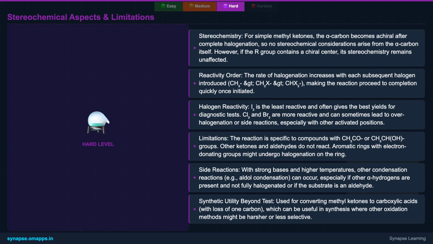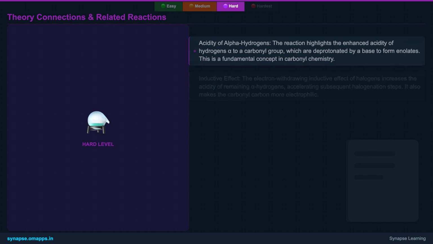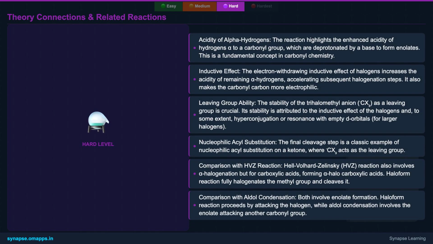The haloform reaction beautifully illustrates several fundamental chemical theories. Firstly, it highlights the enhanced acidity of hydrogens alpha to a carbonyl group, which are readily deprotonated by a base to form enolates. Secondly, the electron-withdrawing inductive effect of halogens is crucial.